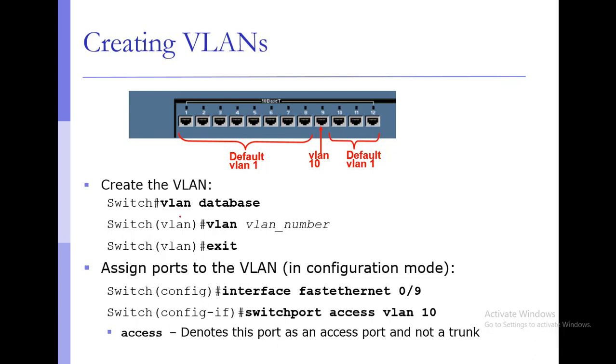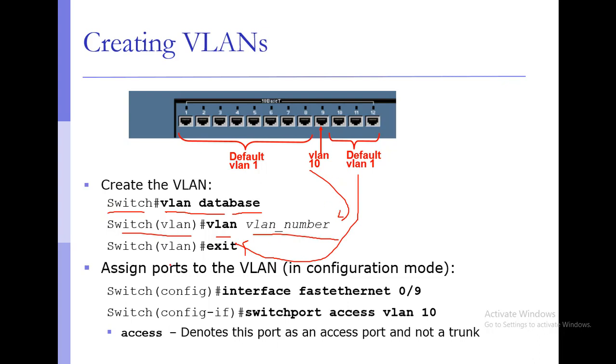So let's talk about the creation of a VLAN. In the switch, you first go into the VLAN database, and in that VLAN database you have to create a VLAN number. After the VLAN number is created, you can take the exit. Now the VLAN has been created, let's say with the number 10.